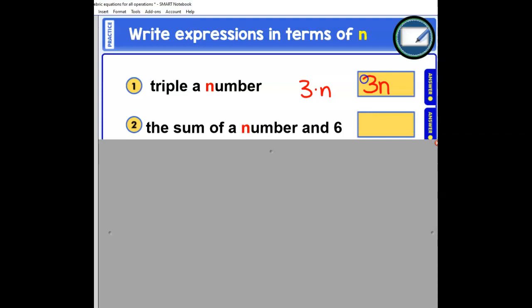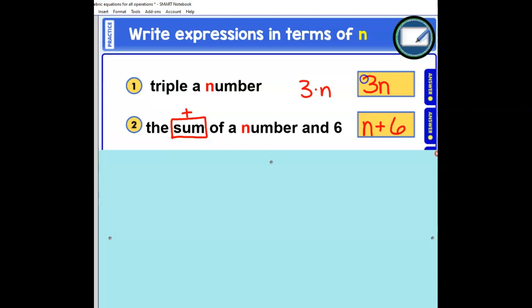I got to think about sum. What was that? What did that mean? What operator do I need if I'm finding the sum? Go ahead and write it down. Sum means that I'm adding. So the sum of a number and 6 would be n plus 6.